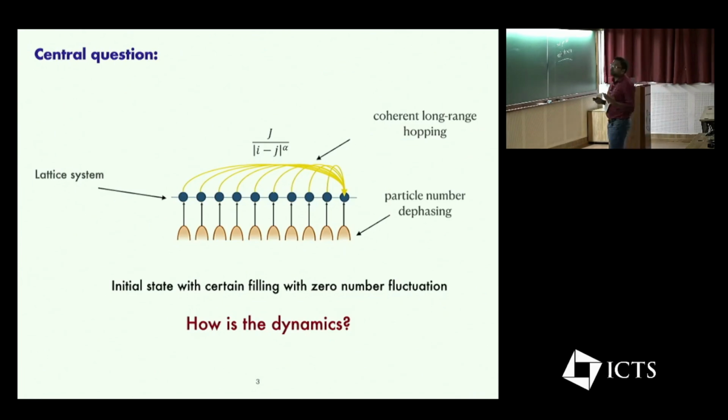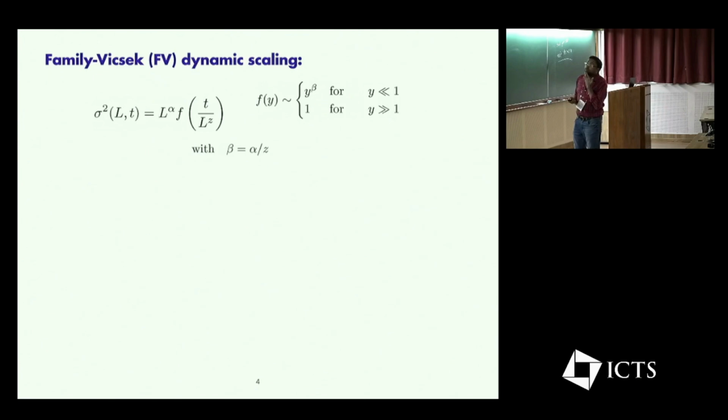So basically the central question is the following. As I said, you have some lattice system and some initial filling, and there are some interactions happening within the lattice, and that lattice can also be open, so it could have some kind of dissipation mechanism. Within this setup, you have some initial state which starts with zero number fluctuation. So you prepare the system in some number eigenstate, and then you ask what the dynamics is. That's the central question.